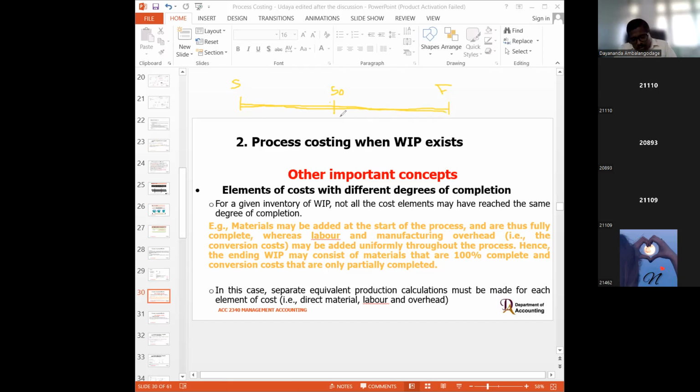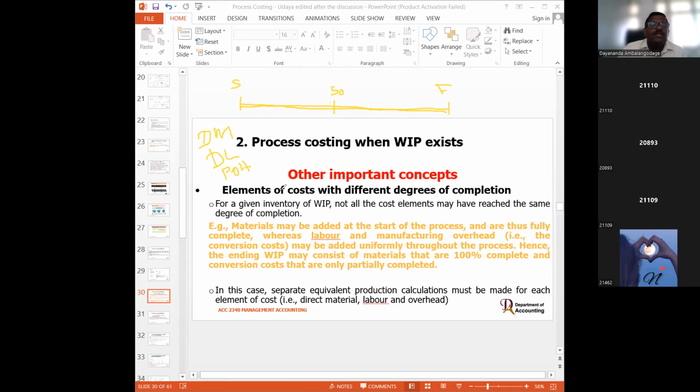When you do the process costing with WIP, what is important is at which point these materials are being added. So there are basically two types of inputs: direct material, direct labor, and you have the production overheads.